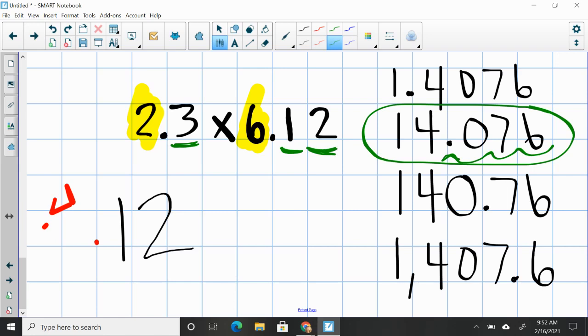So a lot of the times a quick estimation can help you pick your answer, especially if you have answer choices that have all of the same digits. I know by looking at these answer choices that when I actually multiply those two numbers together, I'm going to get those numbers in that order. It's just a matter of where the decimal point goes. So I'm going to give you another example where you just have to pick out where the decimal point is going to go in the answer.